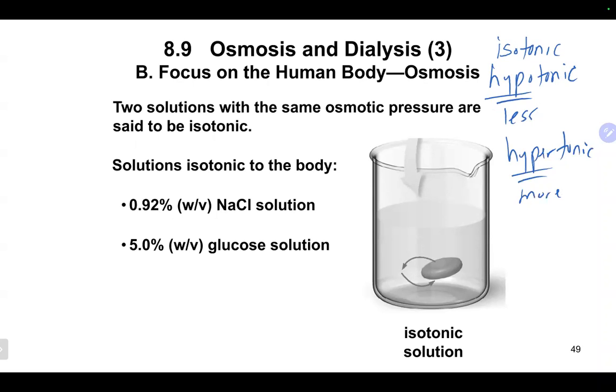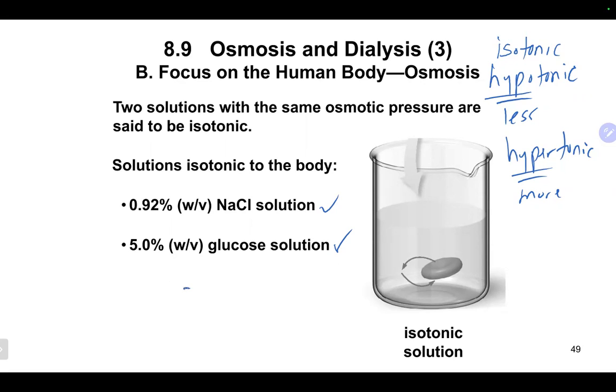Now, what constitutes an isotonic solution? An isotonic solution is these two solutions right here: 0.9% sodium chloride, sometimes referred to as a saline solution, could really be any type of ionic compound like that, and 5% glucose. They're typically solutions used, for example, in things like IVs, because if you're having an IV, you don't want the wrong pressure balance there for your cells.